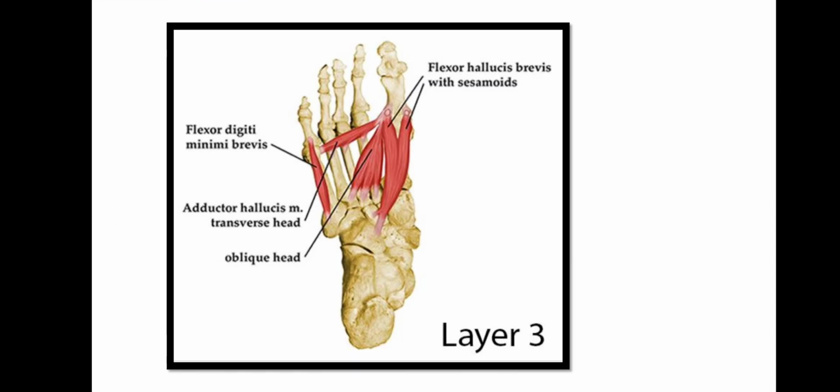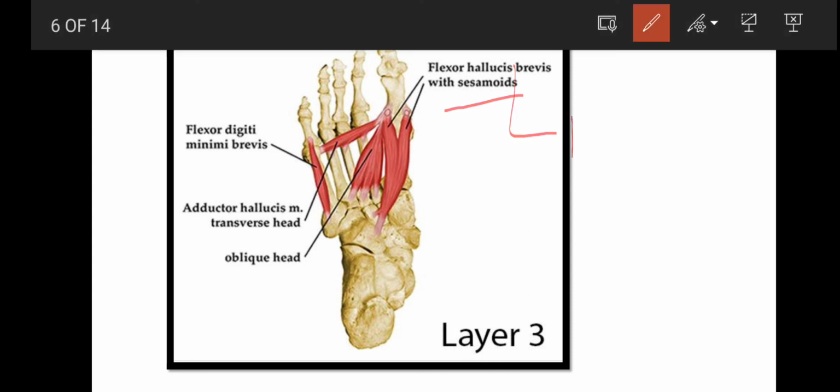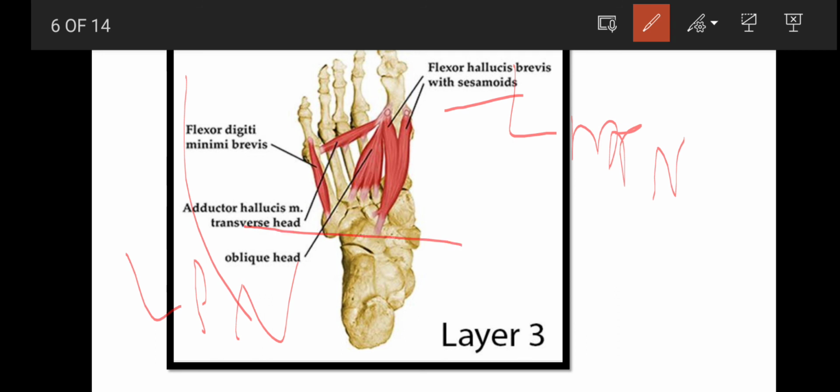Now coming to the third layer, the flexor hallucis brevis is supplied by medial plantar nerve. The rest are all supplied by lateral plantar nerve. Learn the exceptions. First one is medial plantar nerve, the rest are supplied by lateral plantar nerve. Out of that, adductor hallucis is supplied by deep branch of lateral plantar nerve. Flexor digiti minimi is supplied by superficial branch of lateral plantar nerve.